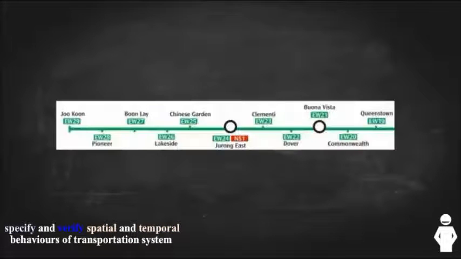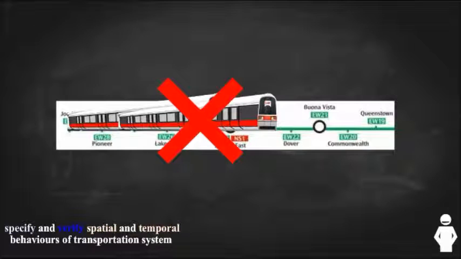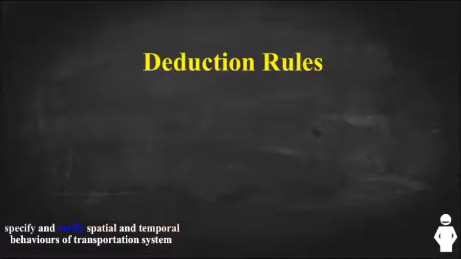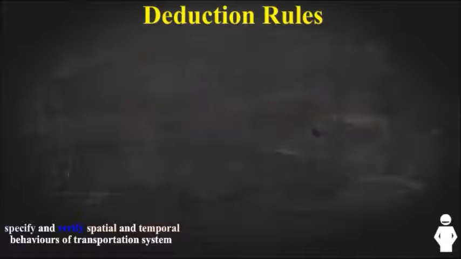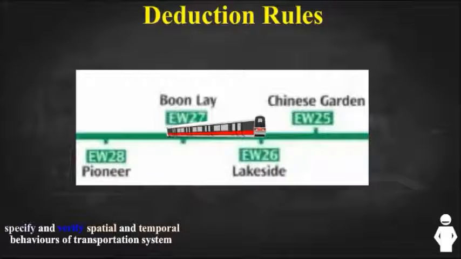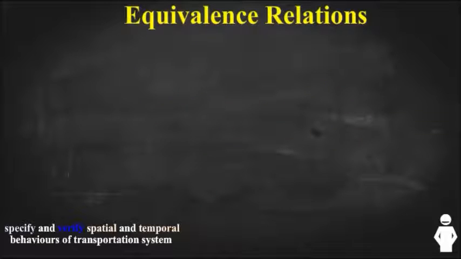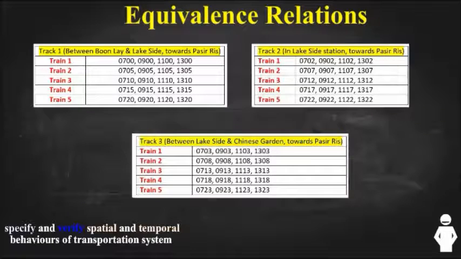Next, what do they verify? CARDME needs to make sure that two trains do not occupy the same spot of the tracks at the same time. Therefore, they utilize 2 golden principles: deduction rules and equivalence relations. In deduction rules, if a train currently occupies track 1 at 6:30 p.m., it will make sure no other trains occupy that same track at that same time. On the other hand, in equivalence relations, it provides a list of trains that utilize each track.